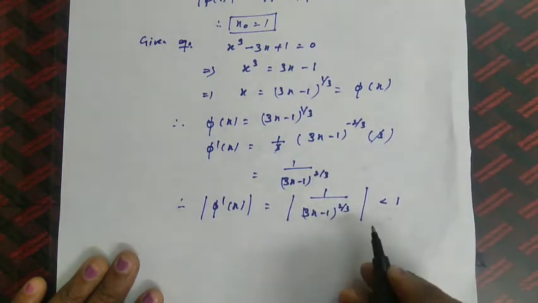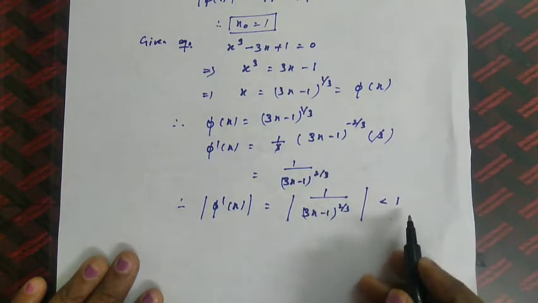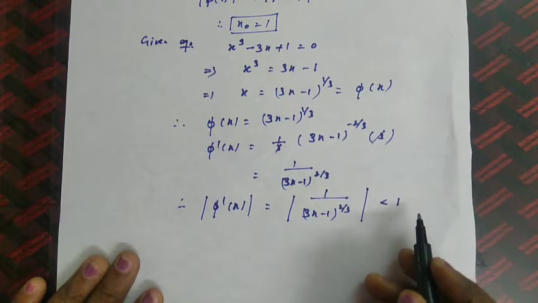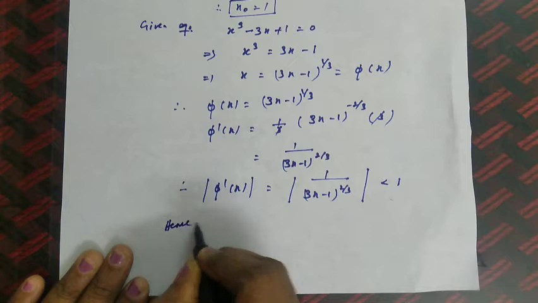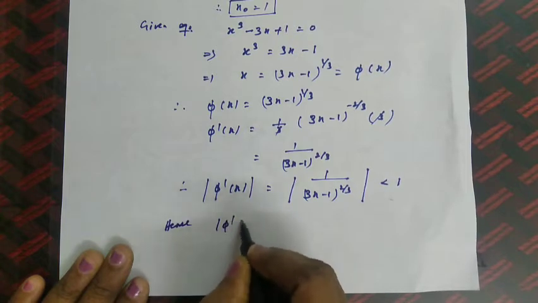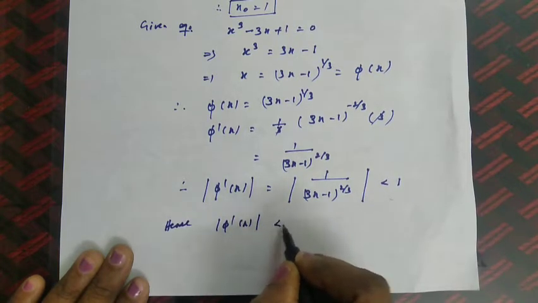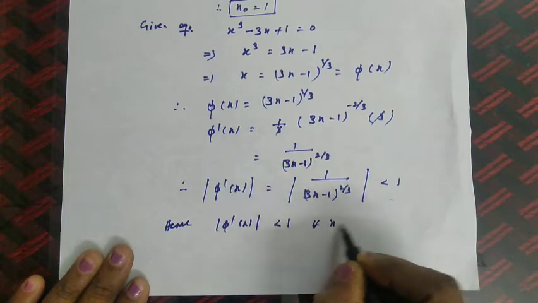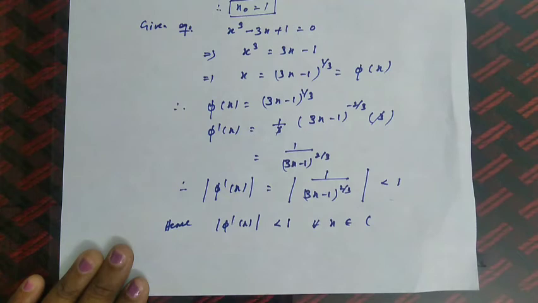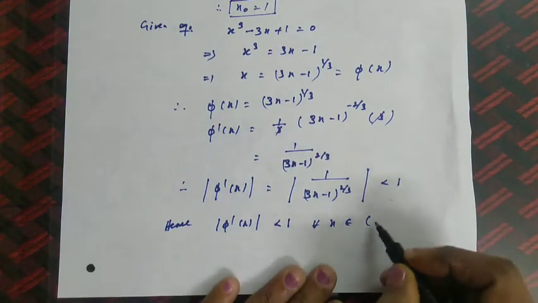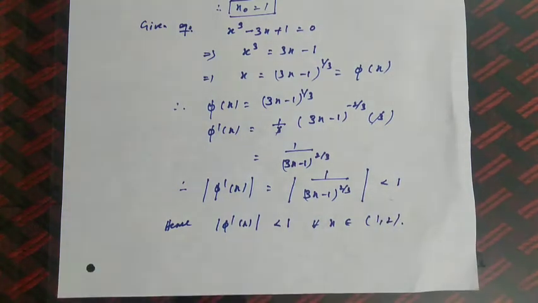So obviously the value of phi dash of x is less than 1. That means the condition is satisfied. Hence, modulus of phi dash of x is less than 1 for all x belongs to the interval where the root lies, between 1 and 2. That only we are supposed to write. So, x belongs to (1, 2).